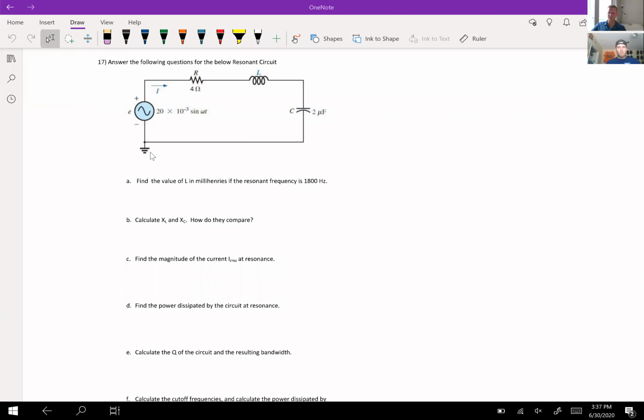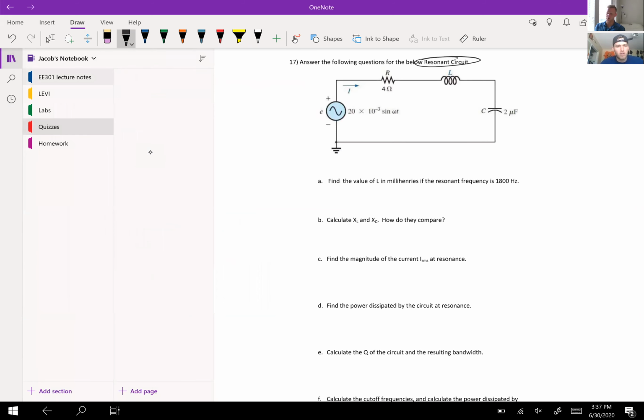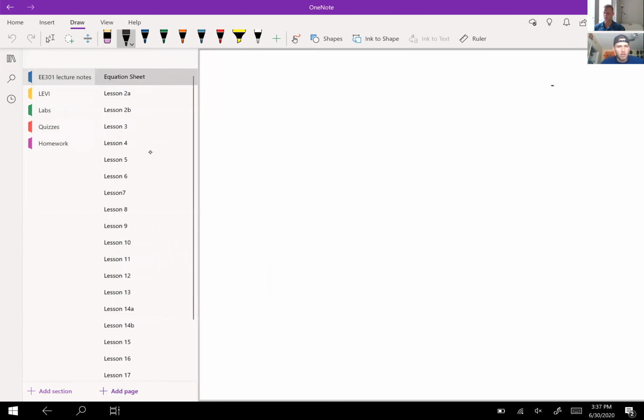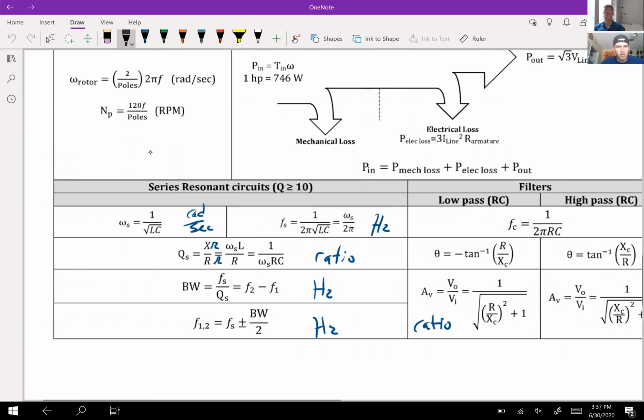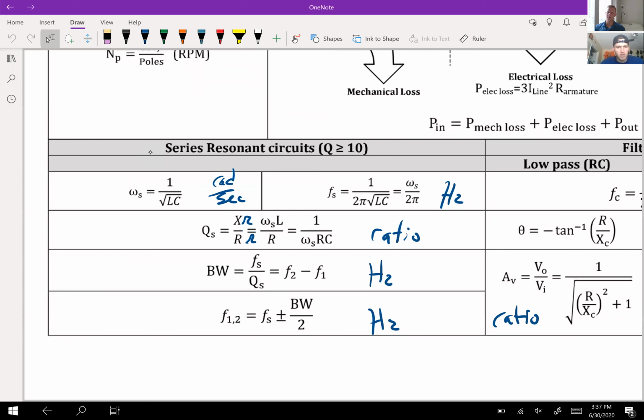All right, here we go. So it's nice. It tells us resonant circuit, right? So I know I'm going to be using those resonant equations. So on the equation sheet where it says series resonant circuits, is that still showing? Yes, sir.